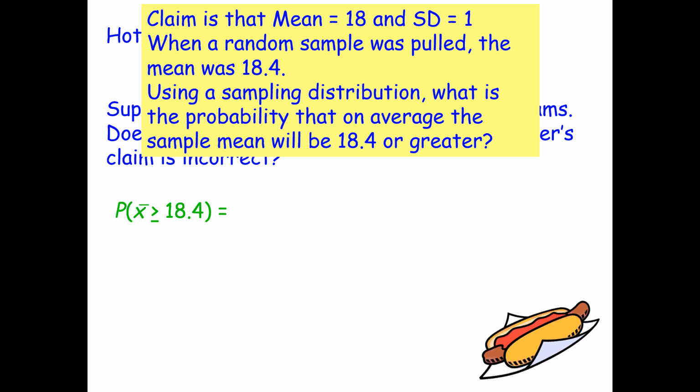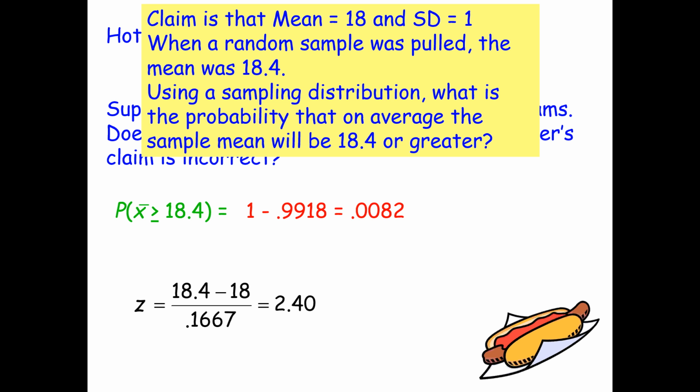So we're going to calculate the z-score for that, so we're going to standardize it. We have our 18.4 minus 18 divided by 0.1667, which gives us a value of 2.40. Now we can look that up in the table. But because we're looking for a value that is greater than or equal to, that's the right tail value, and our table only gives us the left side. So we'll need to subtract our number from 1. When we look up our 2.40 in the table, we get a value of 0.9918. So we take that and subtract it from 1, which gives us a value of 0.0082.